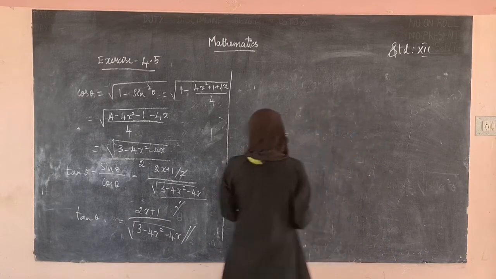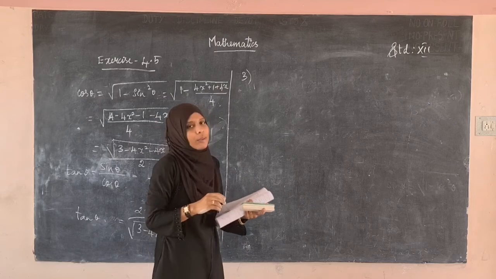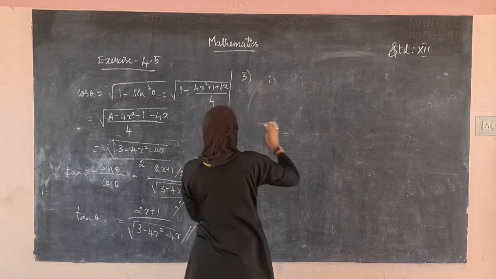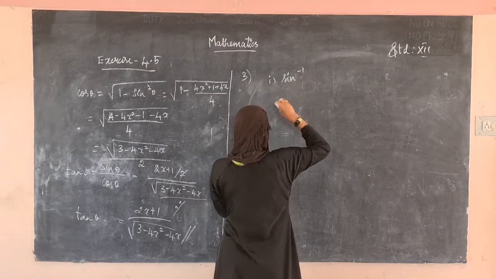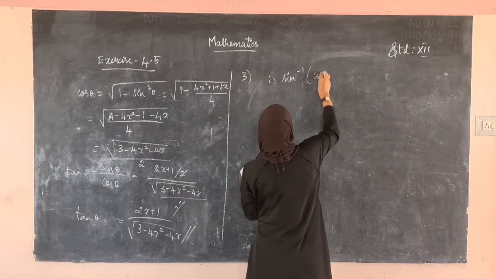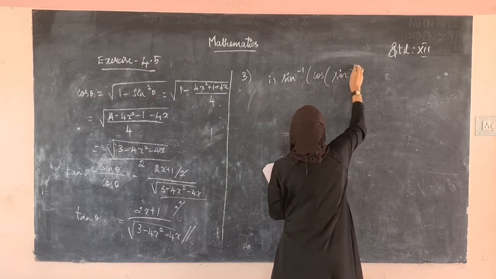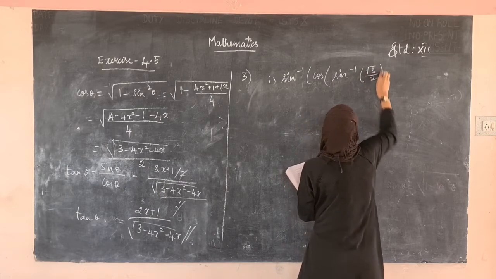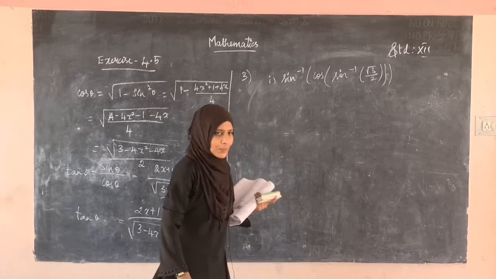Now, let us see the third sum. Find the value of the given expression. The first expression they have given is sin inverse of cos of, and again sin inverse of root 3 divided by 2. Seems difficult, right? No, it's not difficult.